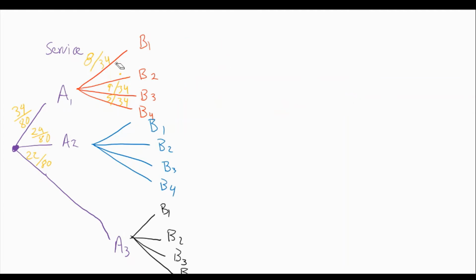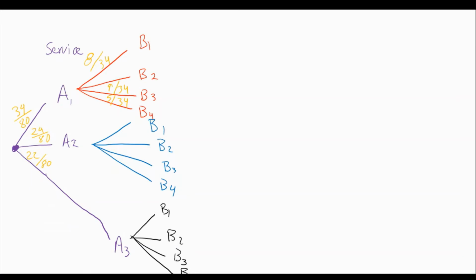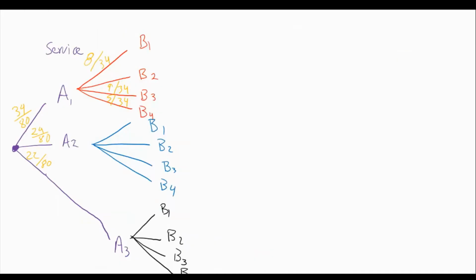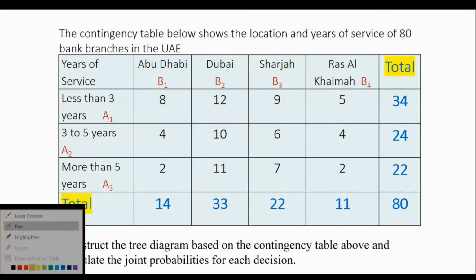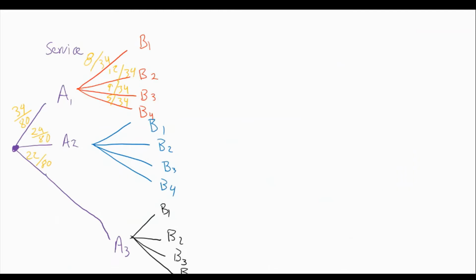Okay. All right. So, which in this case we said is 12. 12 divided by 34. Okay. Let me erase everything here. Perfect. And let's talk about the next set of probabilities.